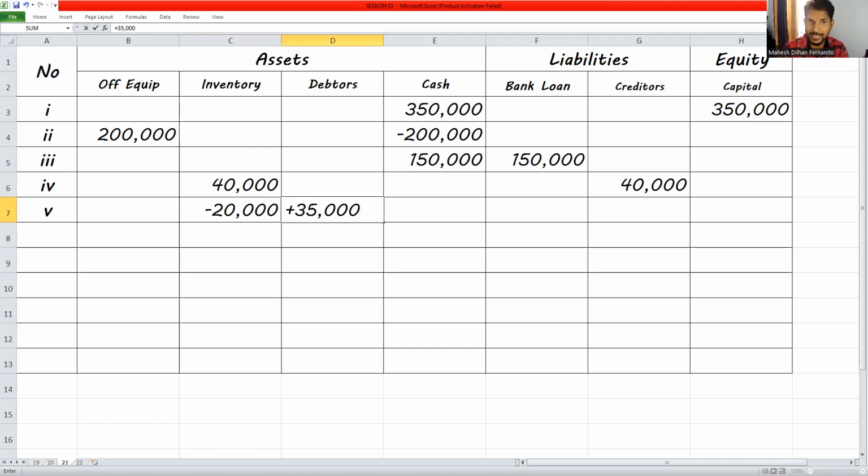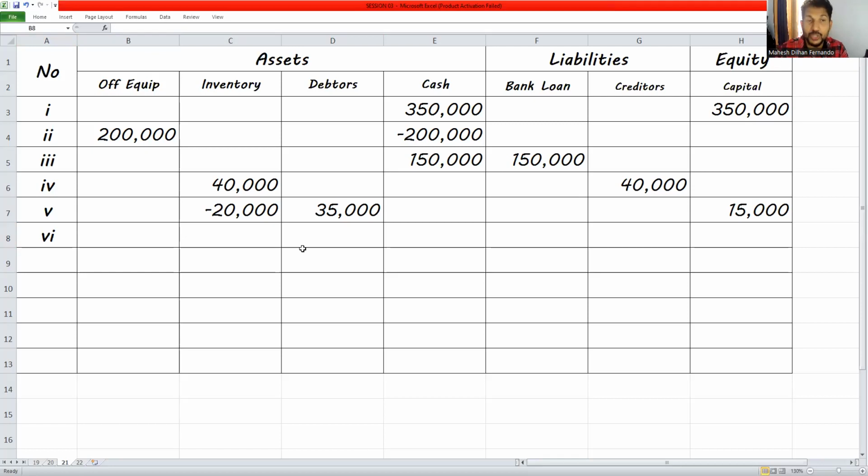And on the other hand, as we have sold inventory worth 20,000 for 35,000, the business has generated a profit. And that belongs to the owner. Therefore, I have to add that to the capital, 15,000. Do you see this? Nehemiah. Number six.